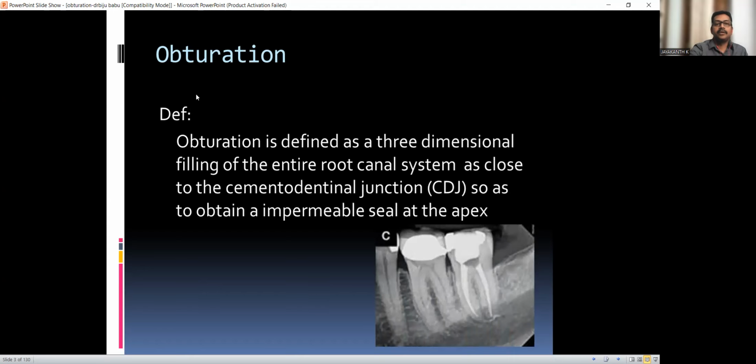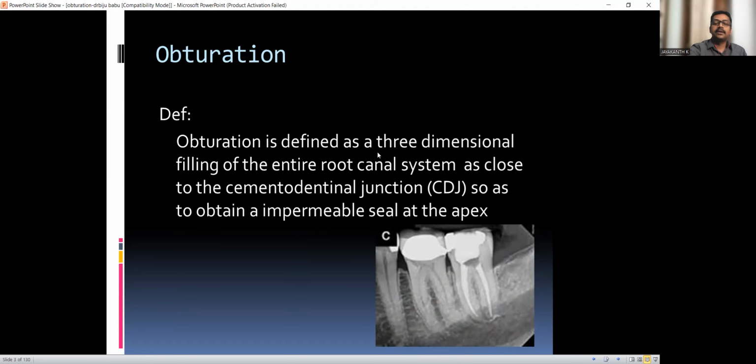Coming to the definition of obturation. Obturation is defined as a three-dimensional filling of the entire root canal system as close to the cemento-dentinal junction, or the CDJ, so as to obtain an impermeable seal at the apex.